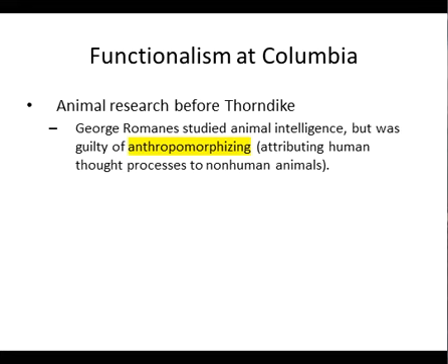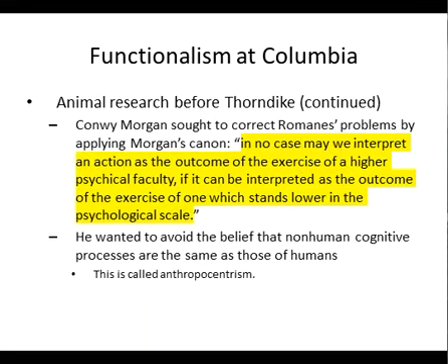The idea is that George Romanes studied animal intelligence, but was accused of attributing human thought processes to non-human animals, which is always a danger when you are dealing with animals. You may see their behavior and give it more qualities of humanness than it would really justify. So they were trying to avoid that. So we see the following. Conwy Morgan sought to correct Romanes's problems with that.